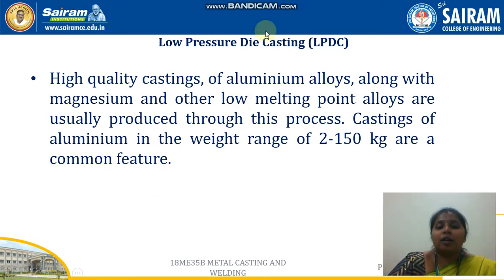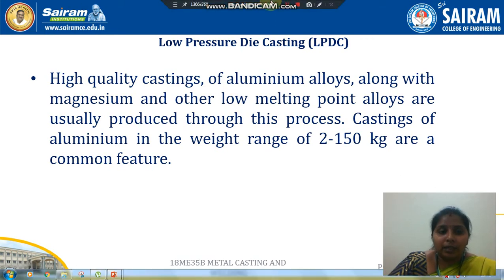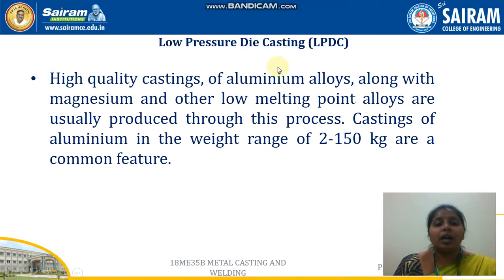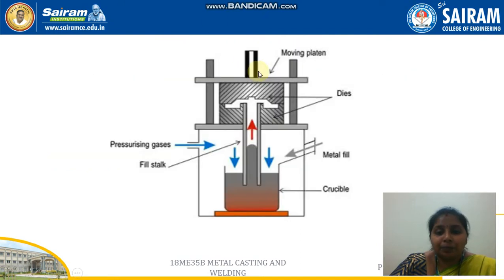Low pressure die casting can produce high quality castings of aluminium alloys along with magnesium and other low melting point alloys. The castings of aluminium in the weight range of 2 to 150 kg are a common feature. So this is about low pressure die casting.